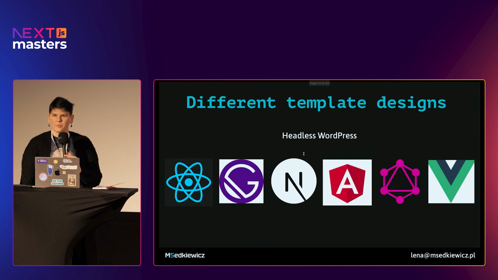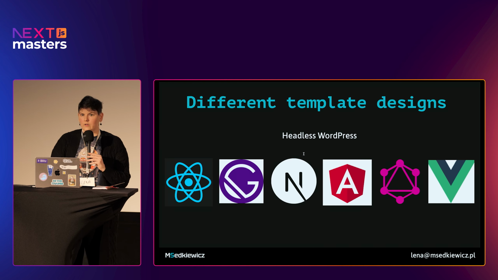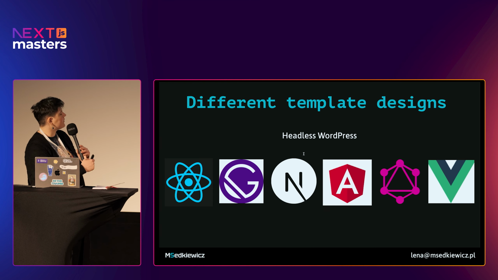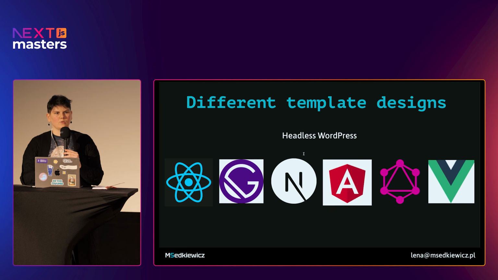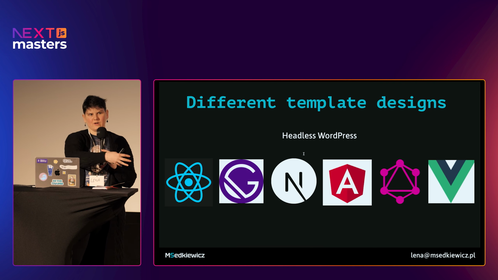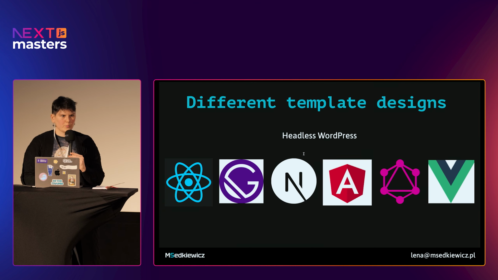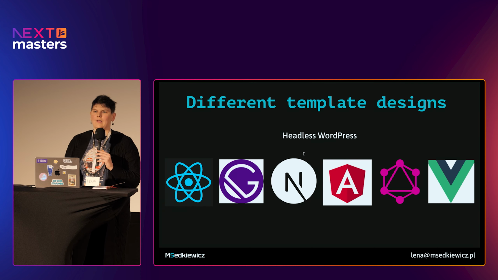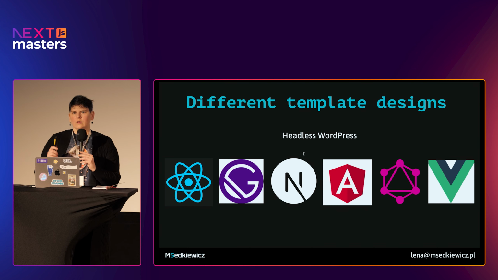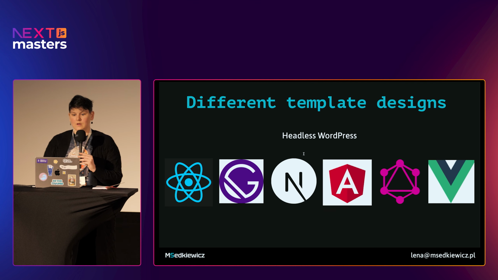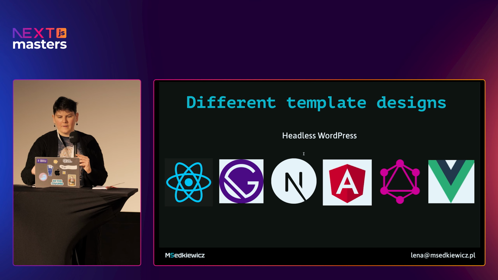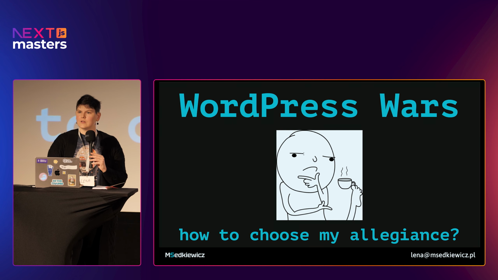But then you have headless WordPress. And now this is where the fun part starts, because you can have React, you can have Gatsby, you can have Next.js. I was surprised to find that even Angular can be connected to WordPress as a front end, and WordPress serves as a backend. How do you connect it? Via the WordPress API, or you use GraphQL. And there are also people who are trying to get rid of jQuery and put Vue.js functions instead. So yeah, this is a lot to swallow. And this is probably the future of WordPress. So, how to choose my allegiance in these WordPress wars?